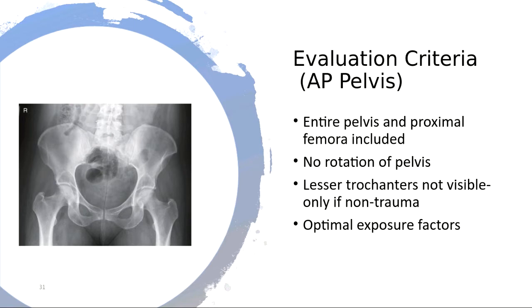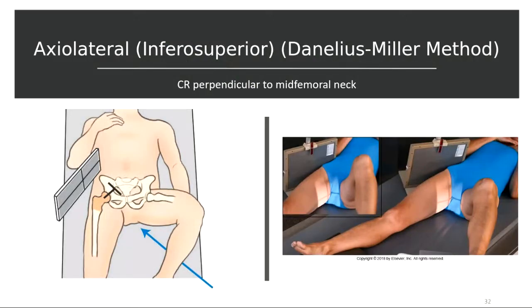And then the affected hip, we're going to do a lateral or an axiolateral, and this is the Danelius-Miller method. This is on page 286, and this is where you're taking a lateral of the affected hip and you're moving the unaffected hip out of the way. So again, the opposite leg, you're flexing that knee and hip. Okay, so you're flexing the opposite leg, the unaffected leg, to try and get that out of the way.